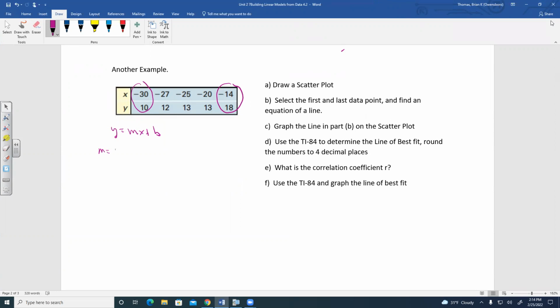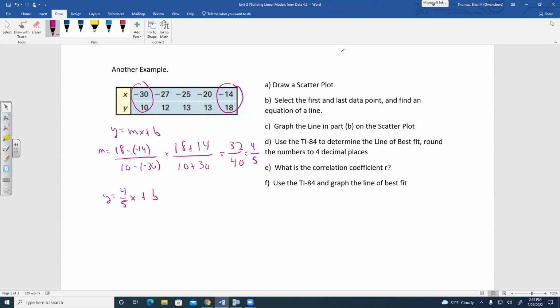So again, you have to find the change in the y. So it's going to be 18 take away a -14. And on the bottom, you're going to have 10 take away a -30. So that's going to be 18 plus 14 over 10 plus 30. And that's going to be what, 32 over 40. There is a greatest common factor of 8 there. So that's going to turn into a 4, and that's going to turn into a 5. So 4/5 is going to be my slope. So now I have this y equals this 4/5 x plus b.